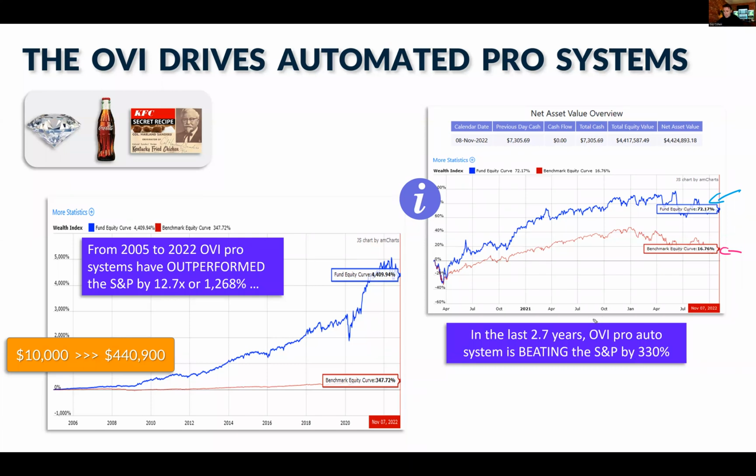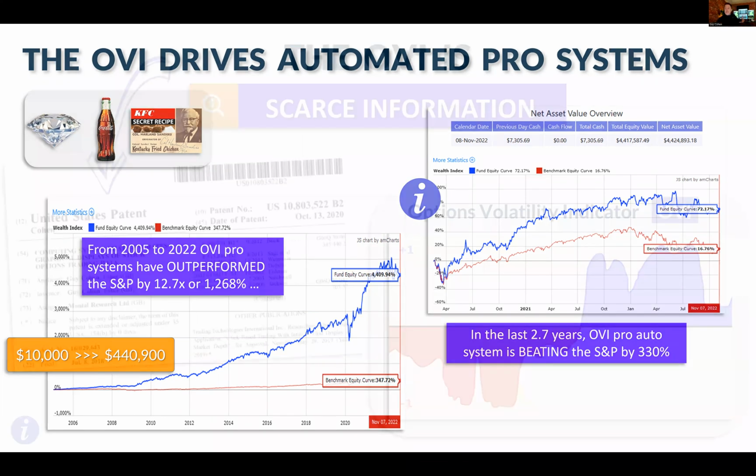Now, if you go back in time before, this is, by the way, the COVID thing where everything went down. So if you go back before then and go all the way back and test on the same parameters, which we'd obviously done to get to that point in the first place, then the outperformance is 12.7x against the S&P. The S&P is here, and the OVI system, automated again, is up here. So I just want to show you the substance behind this piece of scarce information, because that's what the OVI is. The OVI is scarce information.